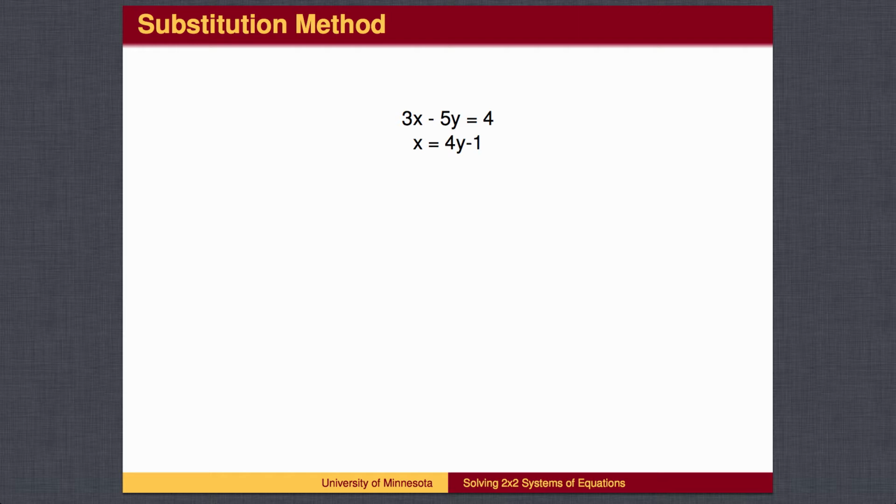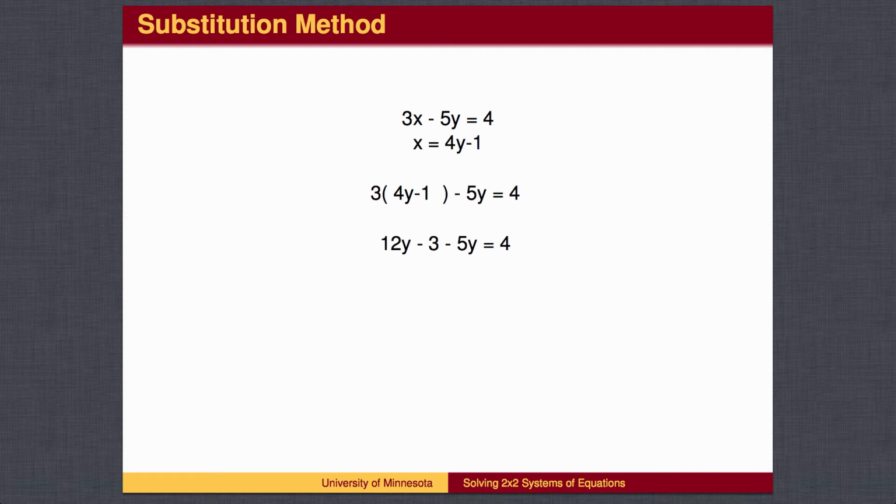The first is the substitution method. If we can solve for one of the variables, we can substitute that value into the other equation. In this system, the second equation is already solved for x. We know x equals 4y minus 1. We can replace the x in the first equation with the expression that x equals. That is, in the first equation, we can substitute 4y minus 1 for x.